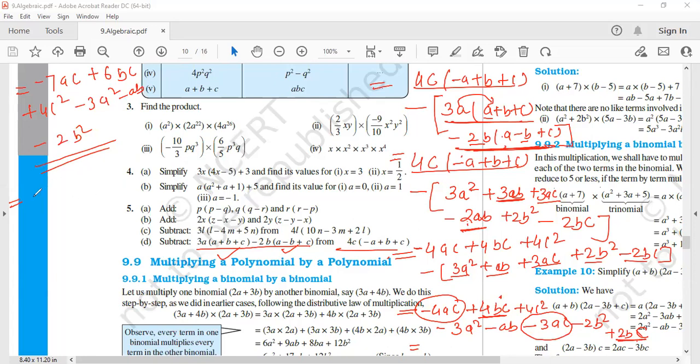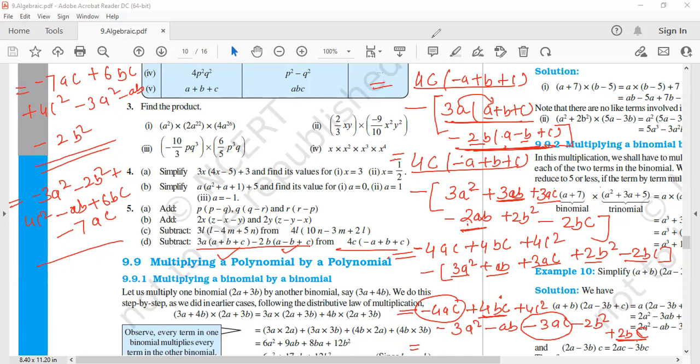Or if you write in the proper way, in ascending or descending order of the powers, you will write minus 3a square minus 2b square plus 4c square minus ab plus 6bc and minus 7ac. So this way is the correct answer. Okay, now this way the exercise 9.3 is solved.